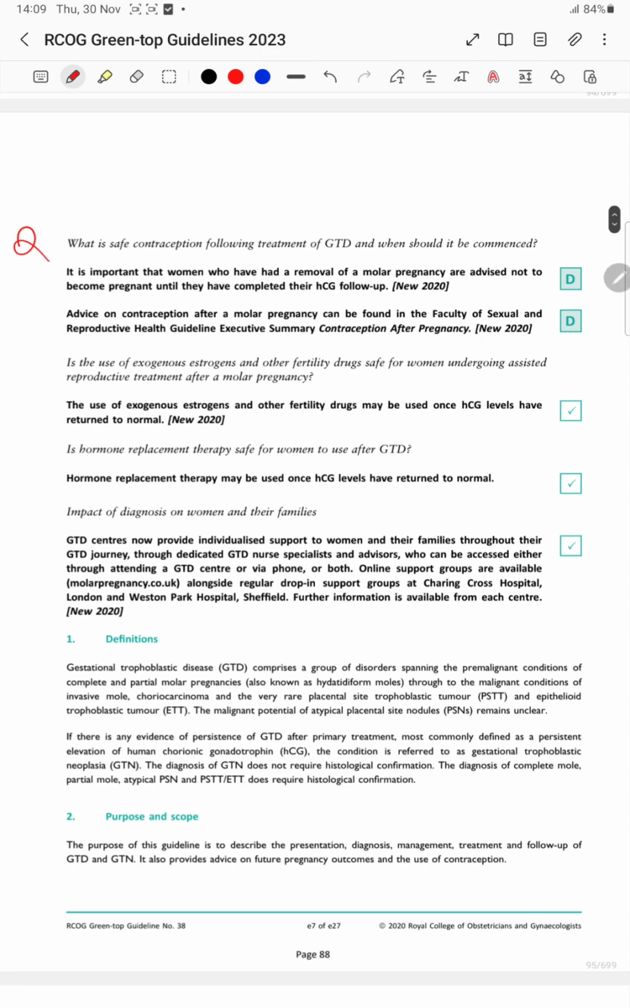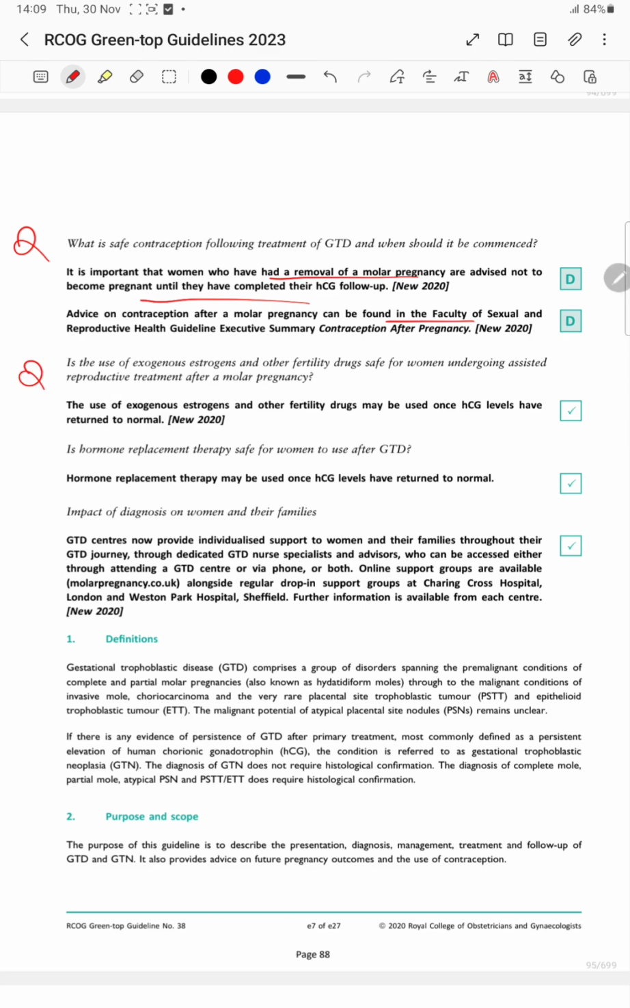What is safe contraception following treatment of GTN, and when should it be commenced? It is important that women who have had a removal of a molar pregnancy are advised not to become pregnant until they have completed their HCG follow-up, and advice on contraception after molar pregnancy can be found in the Faculty of Sexual and Reproductive Health Guidelines Executive Summary, Contraception after Pregnancy.